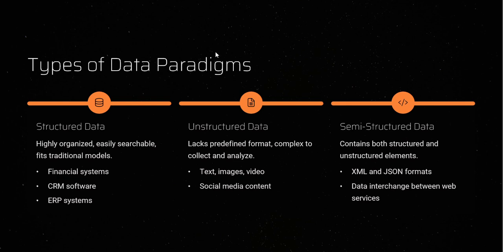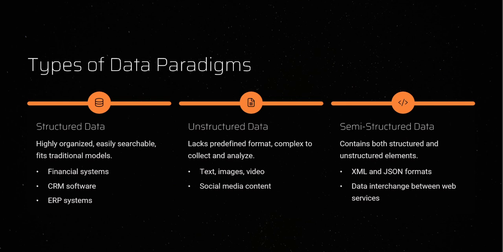The second type is unstructured data. Unstructured means it lacks a predefined format and is complex to collect and analyze. Examples of unstructured data are text, images, and videos. It has no clear structure, so that's why it is known as unstructured data, which is found in social media, email contents, videos, etc. And the third one is semi-structured data.